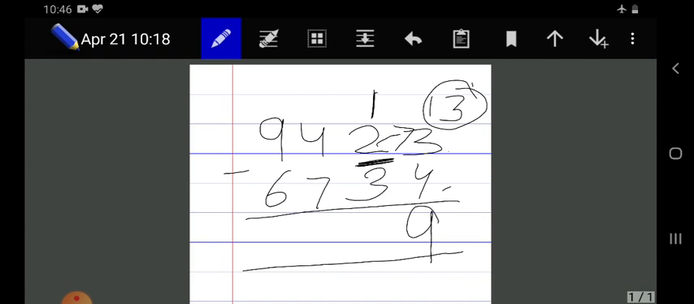Moving to the next, now the 1 is here and we have to subtract 3 from 1. Can we subtract? No. So this number also needs to borrow from the next number. So it will become 11, and the 4 will remain as 3. So 11 minus 3 is equal to 8. Now next, 3 minus 7. Is it possible? No.